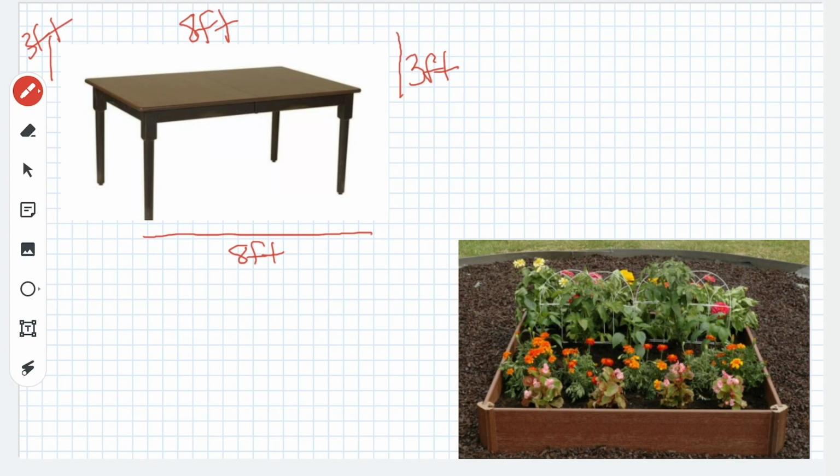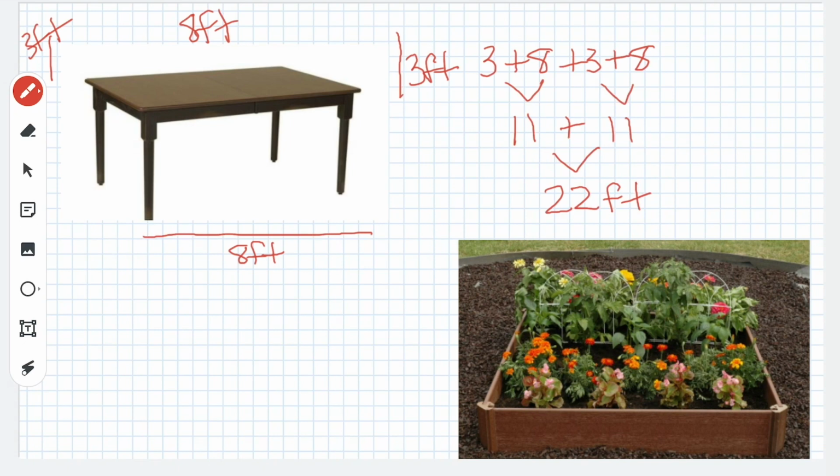To find the perimeter, what am I gonna do? Add them all up. So I have 3 plus 8 plus 3 plus 8. 3 plus 8 is 11. 3 plus 8 is 11. 11 plus 11 is 22, and my unit is feet. So that means that the perimeter of the rectangular dining room table is 22 feet. You guys are great at this.